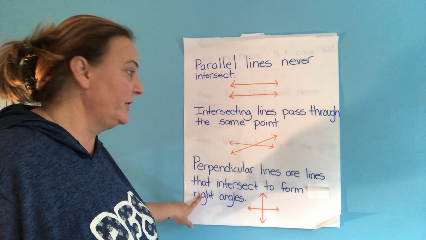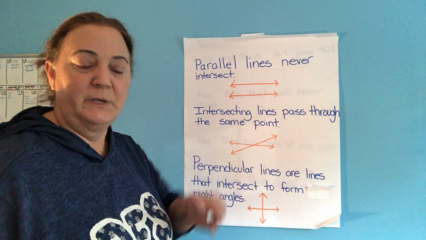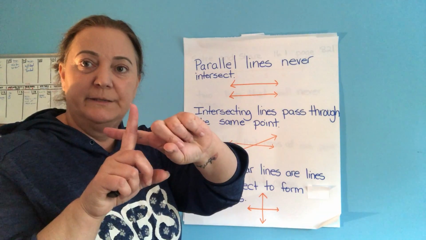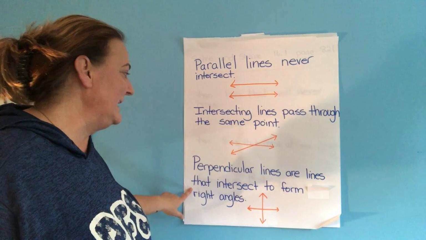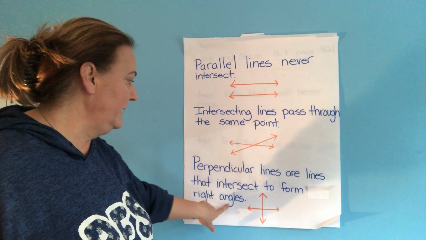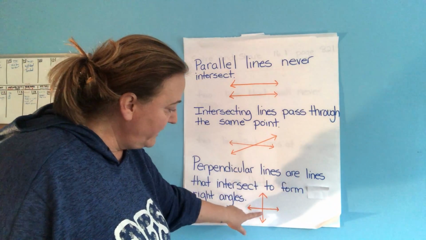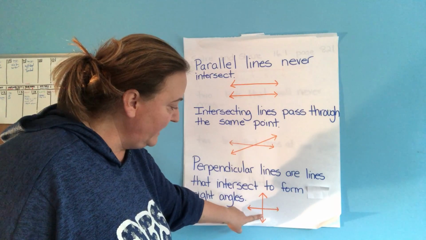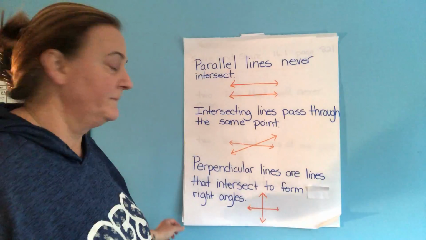Then we have perpendicular lines. A lot of times you see these when you're at a stoplight. Okay, so it forms like a T, so it forms a right angle. Perpendicular lines are lines that intersect to form right angles. So here we have our example. So if you were at a red light here, you would be at an intersection if each side had a light. Okay.